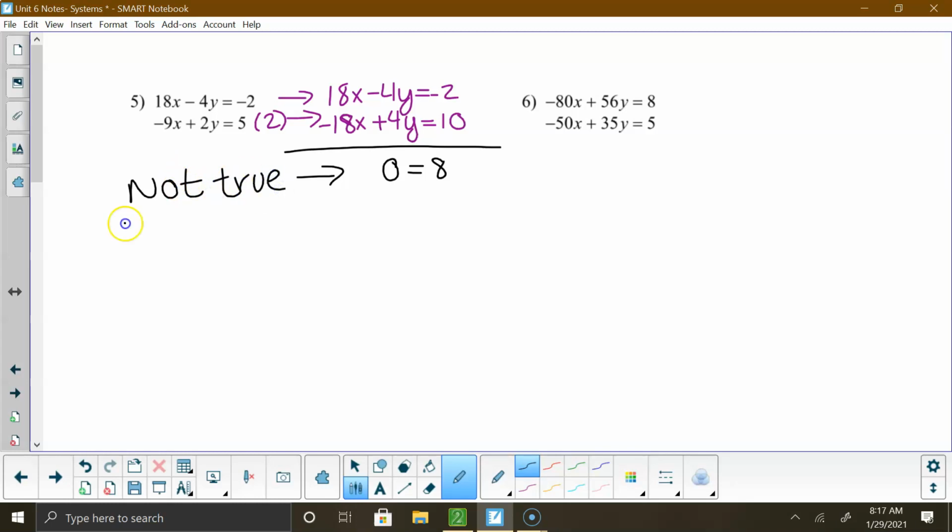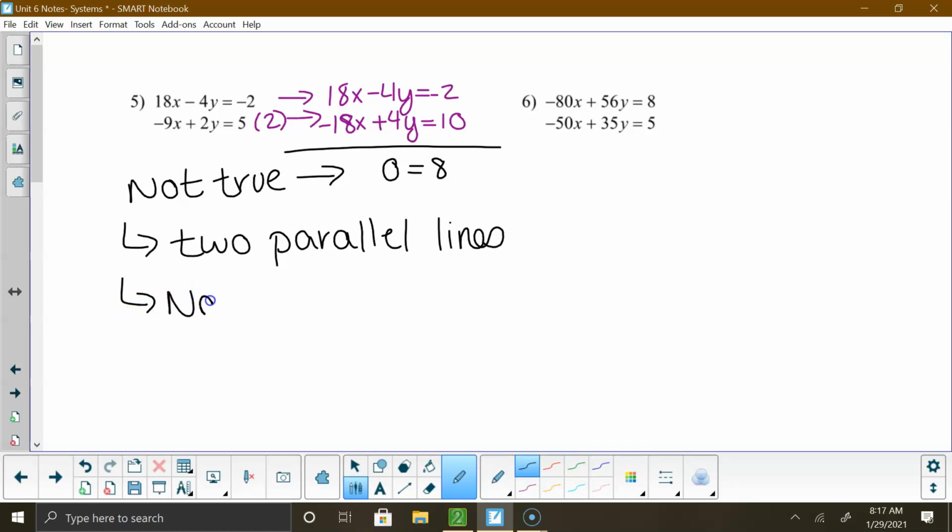So therefore we have 2 parallel lines. And if you have 2 parallel lines, will they ever intersect? Anytime you get 0 equals something, they're automatically parallel.